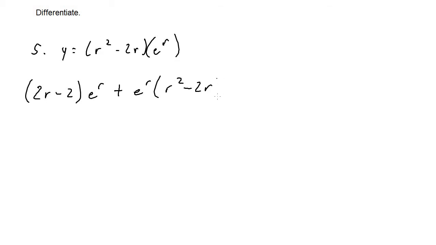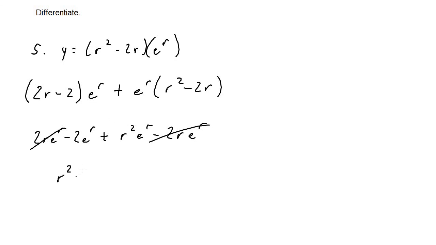If I go ahead and simplify that now, I can go ahead and distribute the e to the r. So we'll get 2r e to the r minus 2 e to the r, and then plus, I go ahead and distribute to those parentheses there, and we'll get r squared times e to the r minus 2r e to the r. Now notice positive 2r e to the r and negative 2r e to the r will cancel, and so we're left with, I'm just going to go ahead and rearrange the terms. So we get r squared e to the r minus 2 e to the r. That's going to be the final answer for the derivative.